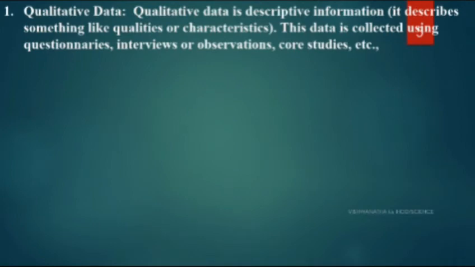What is qualitative data? Qualitative data is descriptive information. It describes something like qualities or characteristics. Qualitative data means we collect the information or data in the form of descriptions. This data is collected using questionnaires.